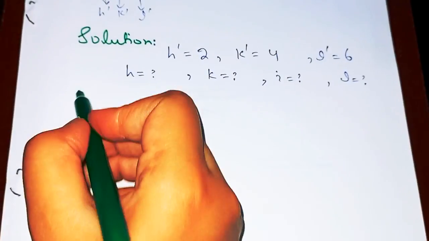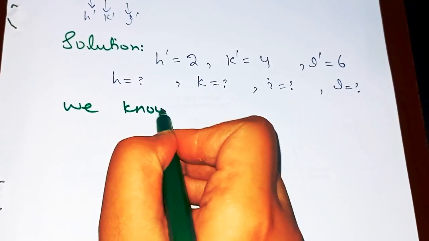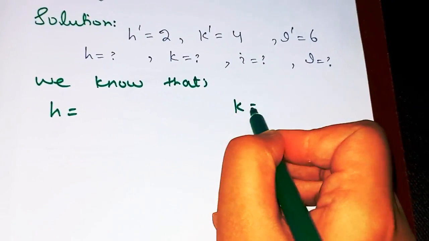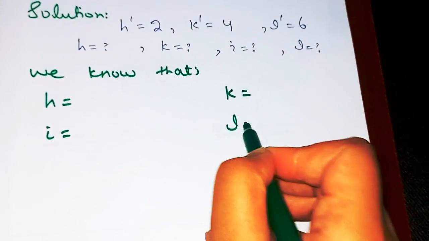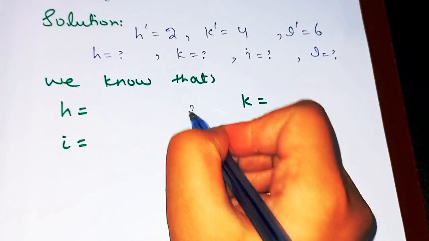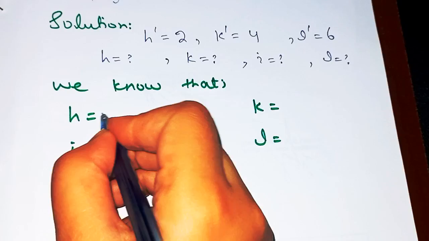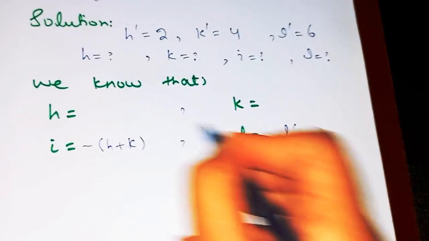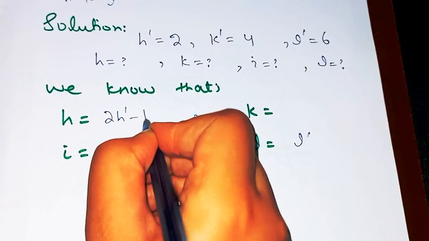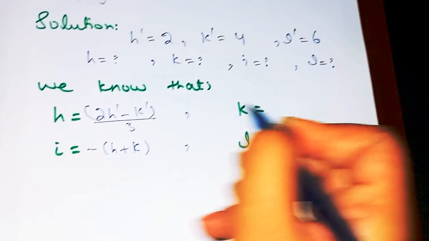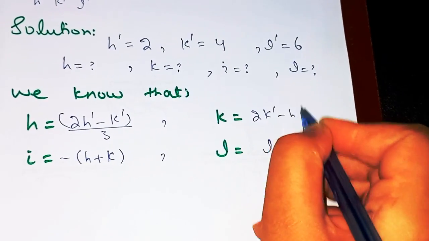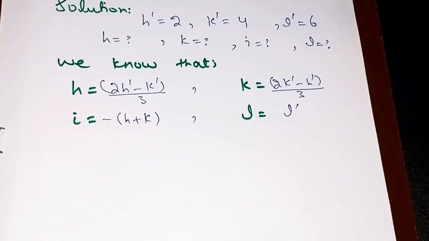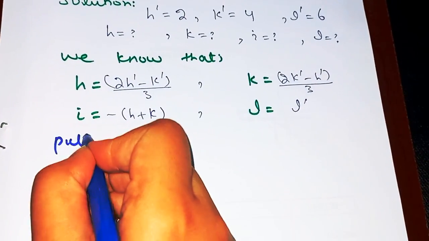Okay, so we know that H equals, K equals, I equals, L equals. You should write them down first hand because it makes your way clearer about what you are going to do. 2 H prime minus K prime divided by 3. 2 K prime minus H prime divided by 3. So putting values for H.